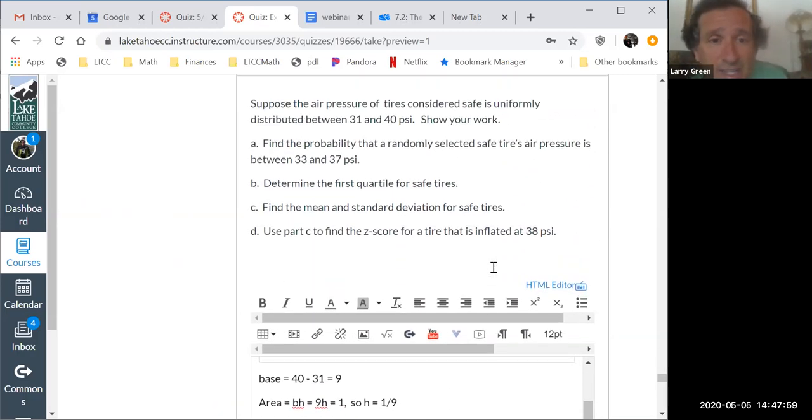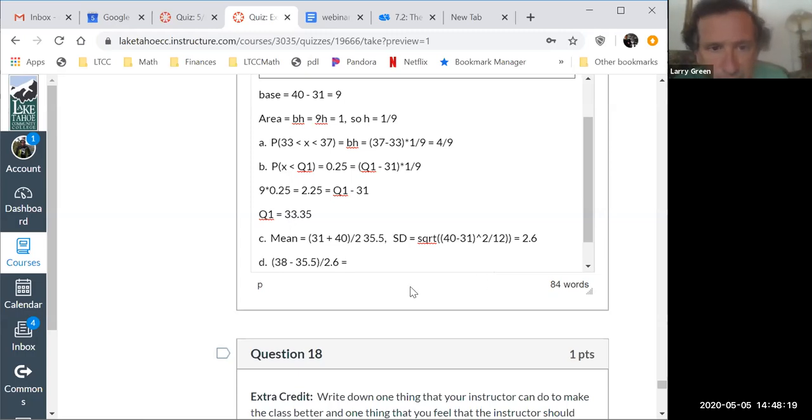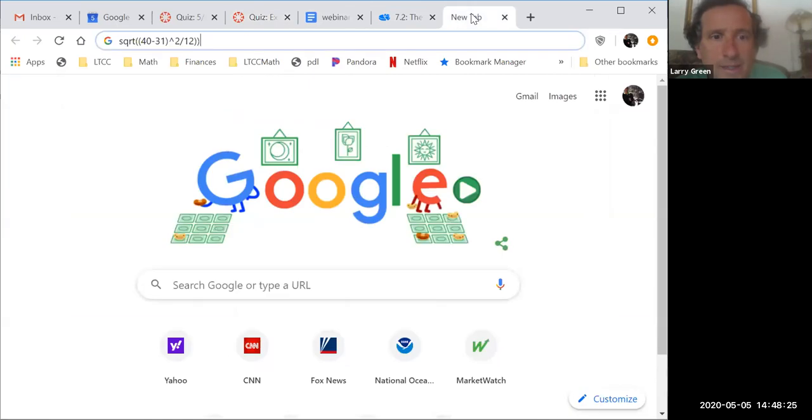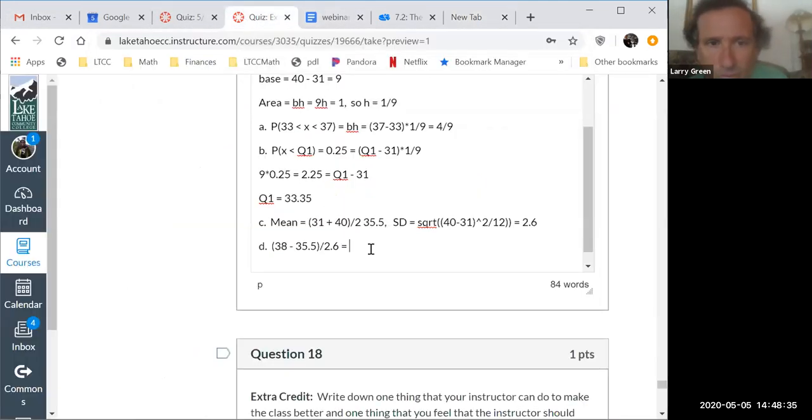Next is use part C to find the z-score for a tire that's inflated at 38. So D, we just take 38, subtract the mean, 35.5, and divide by 2.6. And I'll pop it in my URL calculator. And I get about 0.96. Okay, I don't really care how many decimals you keep, as long as you show your work, I'm happy. Any questions on question 17?